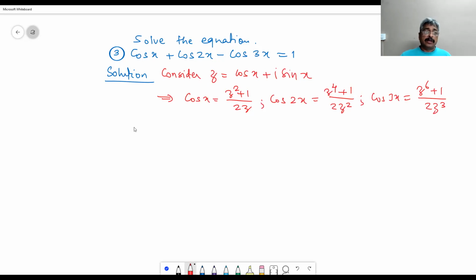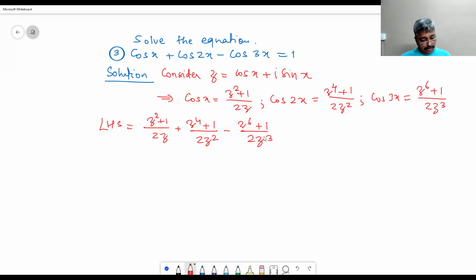So the given LHS is equal to (z square plus 1) upon 2z plus (z raised to 4 plus 1) upon 2z square minus (z raised to 6 plus 1) upon 2z cube. And we are required to prove this is equal to 1. That is to prove that.